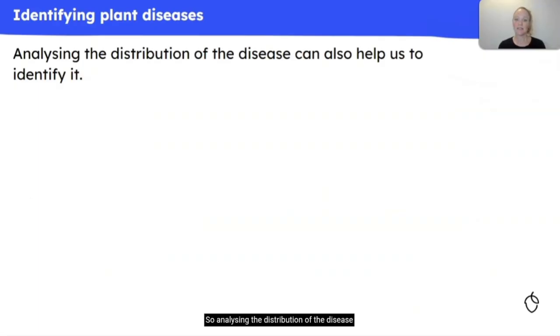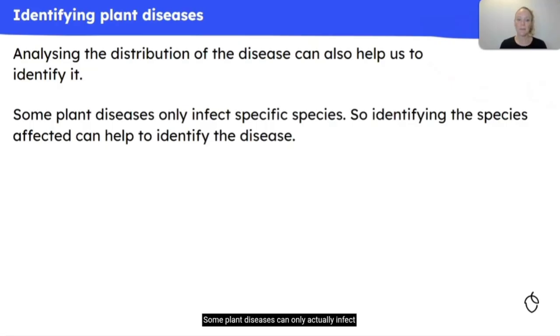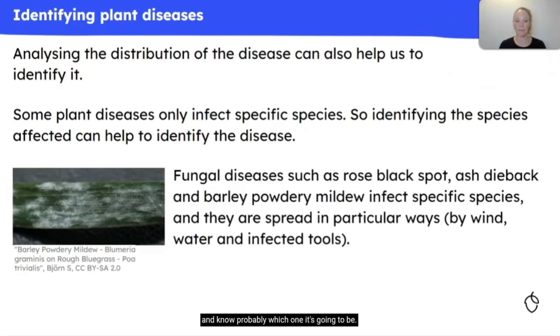So analysing the distribution of the disease can also help us to identify it. Some plant diseases can only actually infect specific species of plants. And so therefore, if we can work out what specific species it is, then we'll be able to eliminate certain diseases and know probably which one it's going to be.